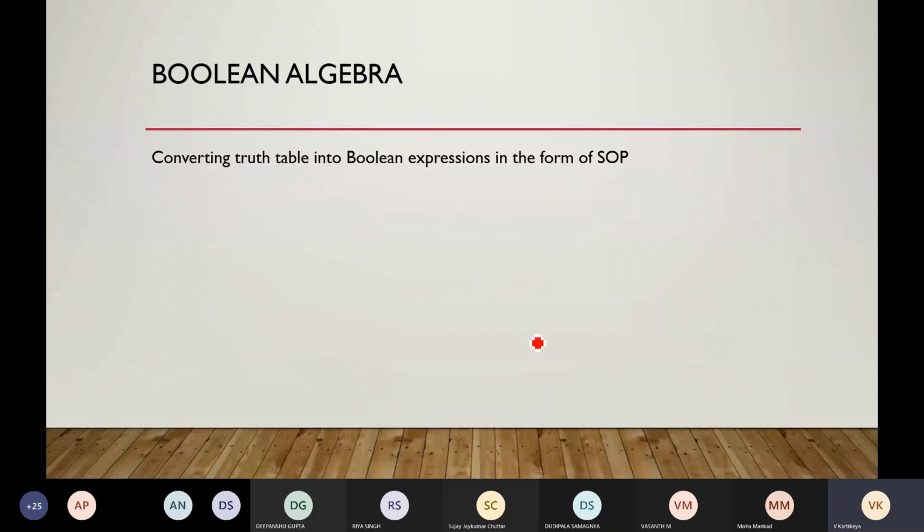What we'll be learning here is the truth table. A truth table is this: if you have, say, two inputs A, B, they can take two values, 0 and 1, right? For each combination, you can see in the truth table what output you'll get. A Boolean expression is like what you saw, x plus y and so on, in the last slide. So what we'll be doing is converting the truth table into Boolean expressions in the form of SOP. SOP means sum of products expression.